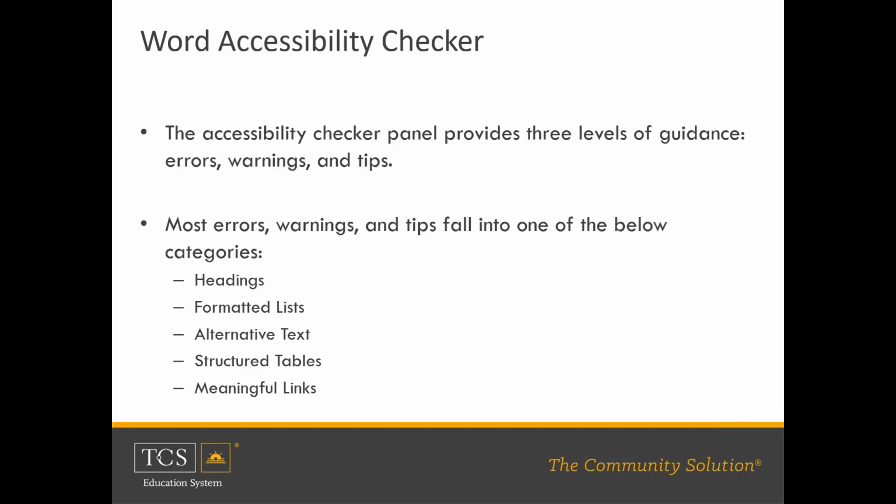So the accessibility checker panel, as I mentioned, provides 3 levels of guidance: errors, which are the most serious; warnings, these are serious; and then tips, which provide guidance on how to make your document a little better. Most of the errors, warnings, and tips provided will fall into one of several categories, and those categories are headings, formatted lists, alternative text, structured tables, and meaningful links. And those are the topics that we're going to discuss today.